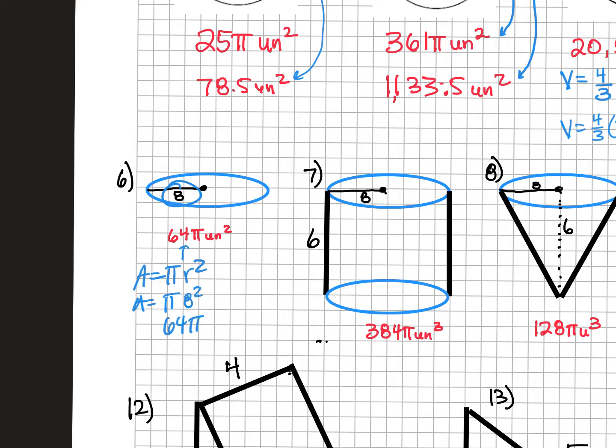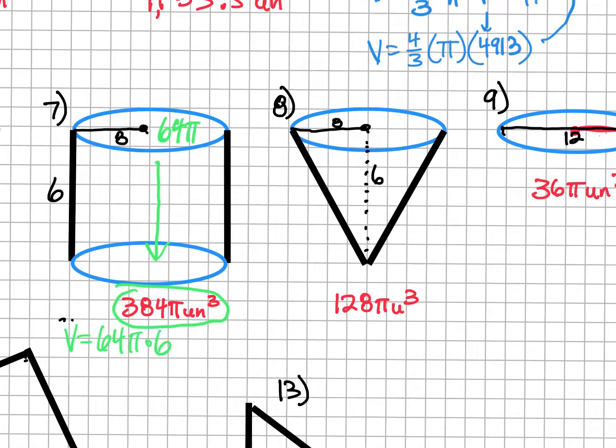Now for this one, if I know the circle is 64 pi up there, then over here we have 64 pi, and I'm just going to let this grow by 6. So we're going to take this volume equals the 64 pi, and we're going to multiply by 6 because we're letting it grow, and that's how I got my 384 pi units cubed.